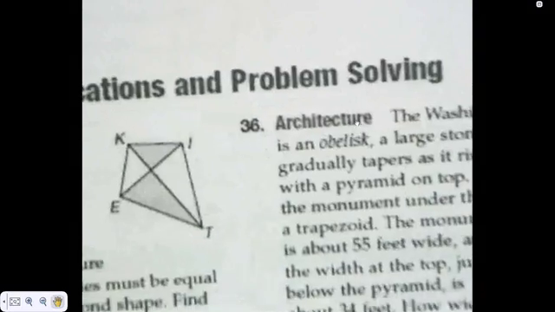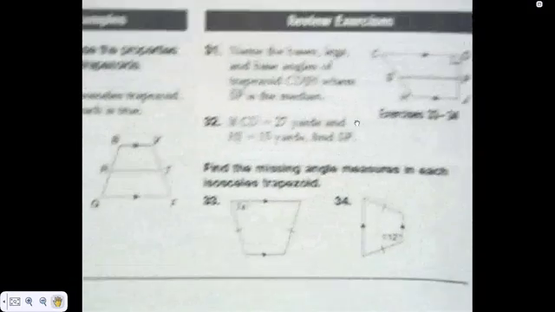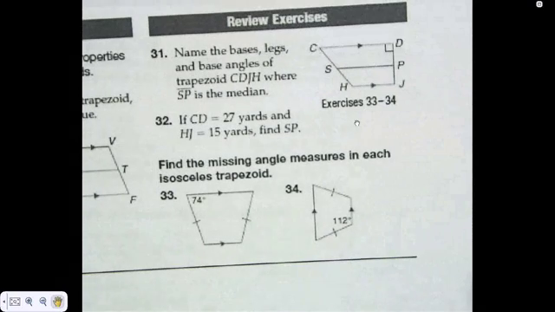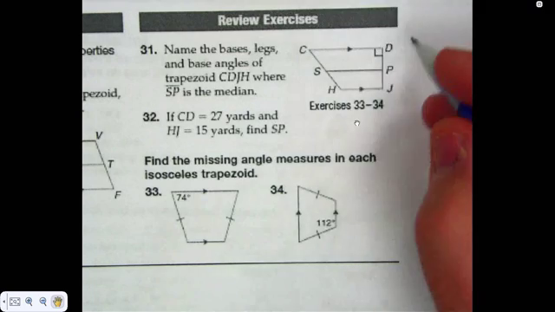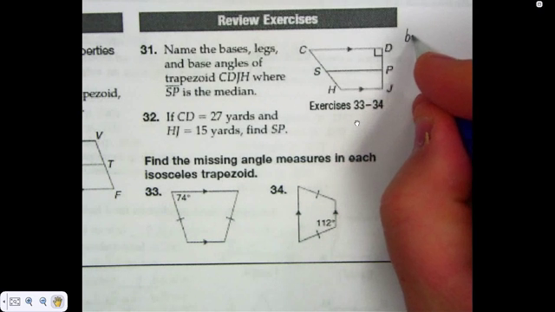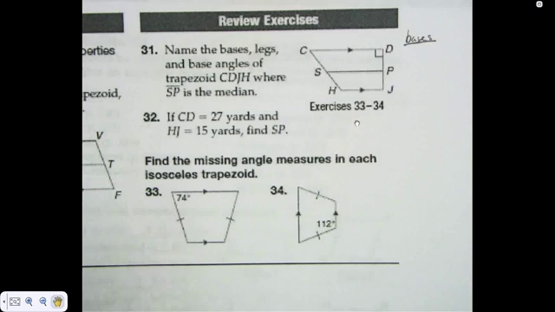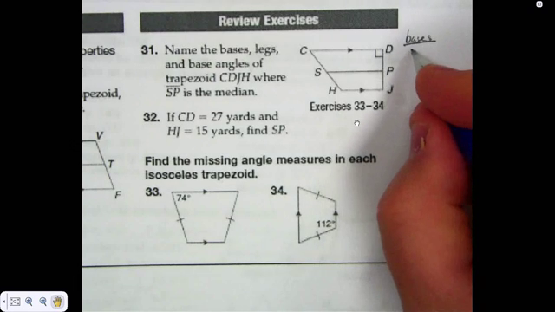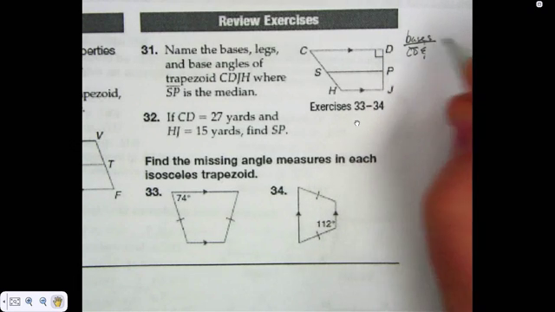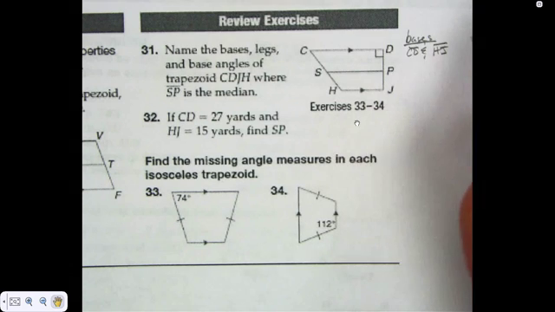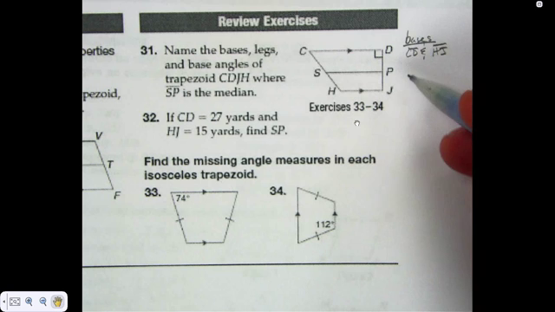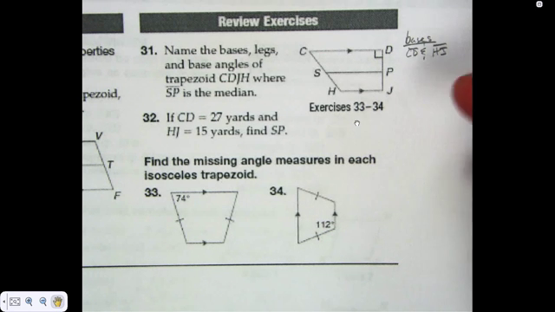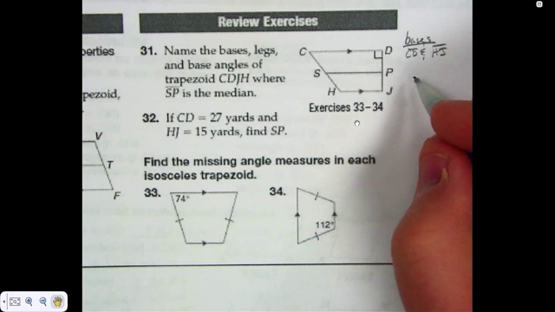Okay. 8-5. Number 31. Name the legs, base angles of trapezoid CDJH. What are the bases? No, the bases are sides. CD and what? The bases are always the two that are parallel. It's HJ and CD. Okay.